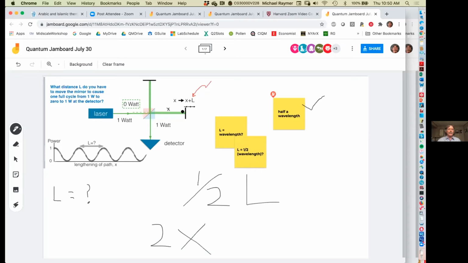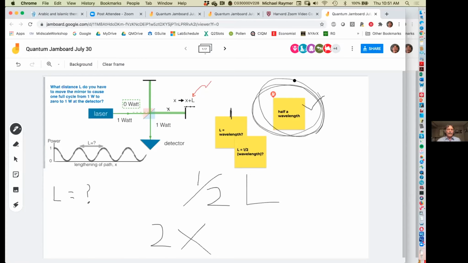But you certainly don't have to move this mirror twice that original distance all the way out to here to get the result. You just have to move it by some tiny amount to get these oscillations. And the answer is either wavelength or 1/2 a wavelength. So it looks to me like 3 against 1 so far. And the answer is 1/2 a wavelength. Good.